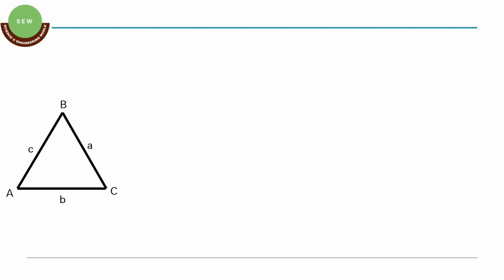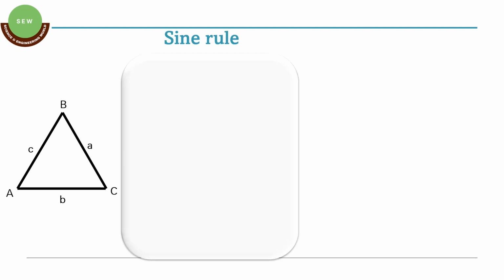Now in this triangle ABC, we have the capital letters for angles and the small letters for the sides. And the sine rule says that the ratio of a side and the angle facing it will be equal to the ratio of the other side and the angle facing that side, and the third one similarly. So let's write it out.